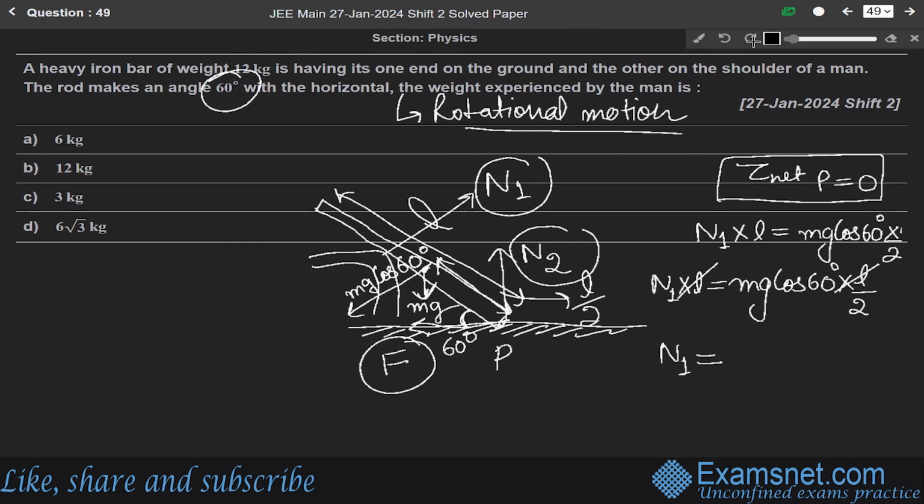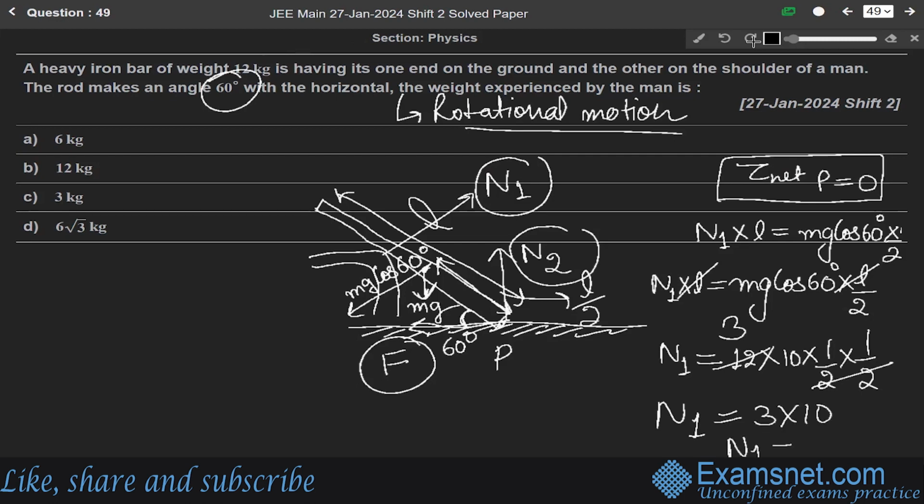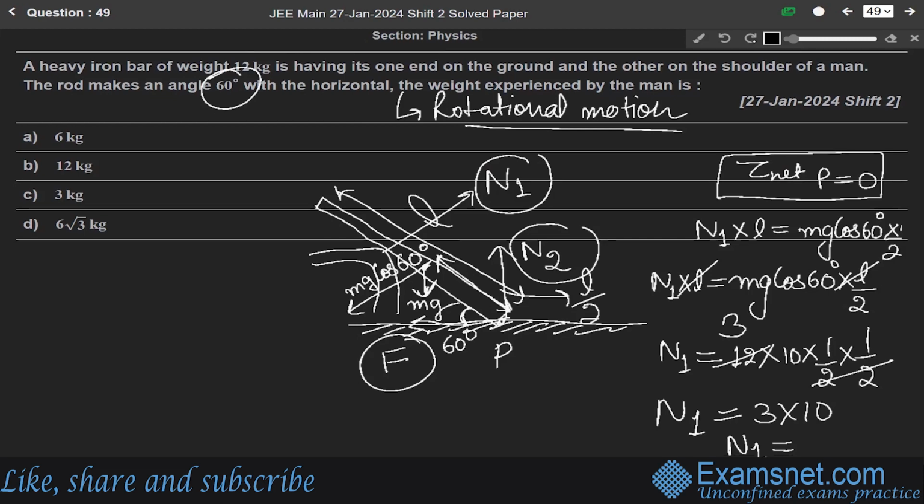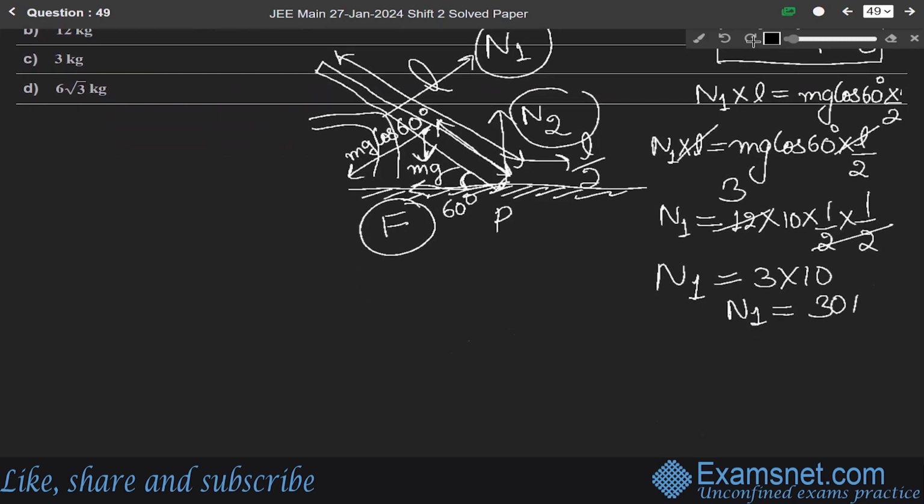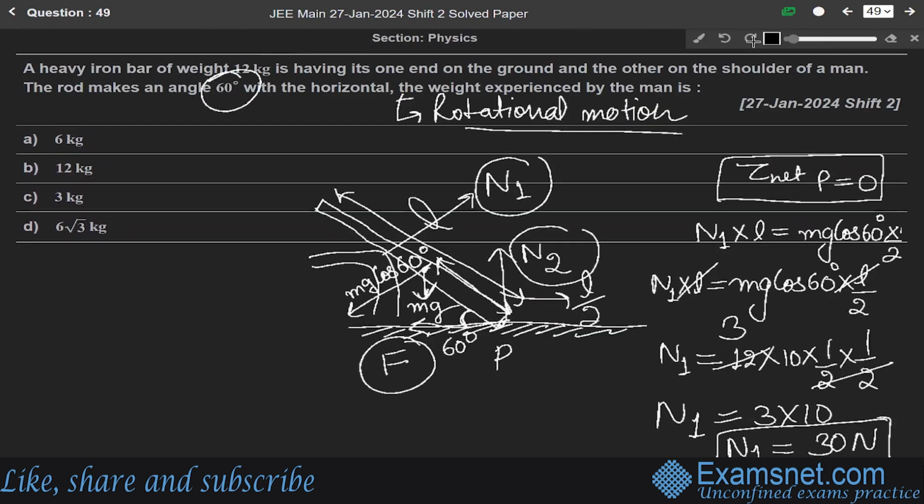M is given as 12 kg into g, gravity is 10. Cos 60 is 1 by 2, into 1 by 2. So N1 will be equal to 4 into 3, 12. So 3 into 10. So the force at point N1 will be 30 Newton. Since the force is 30 Newton, the weight experienced by this man will be 3 kg. So the correct option is option C, that is 3 kg.